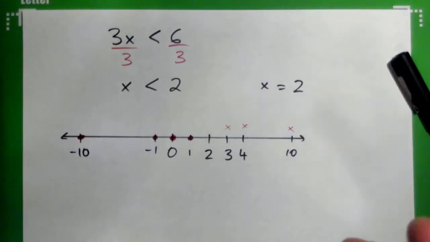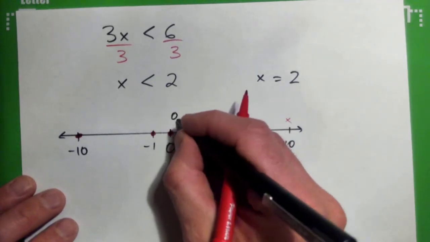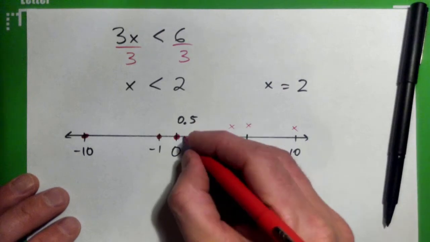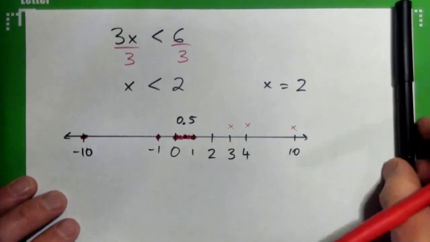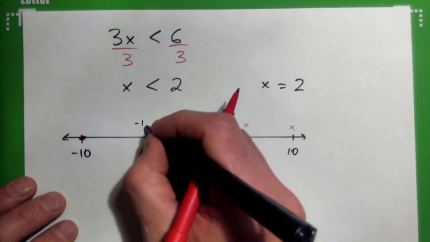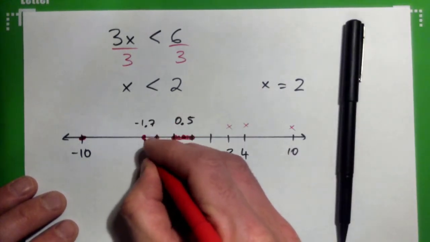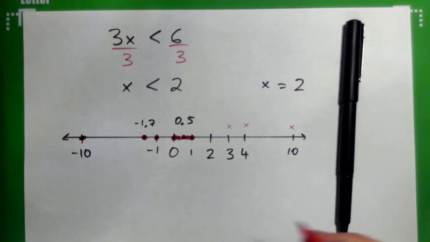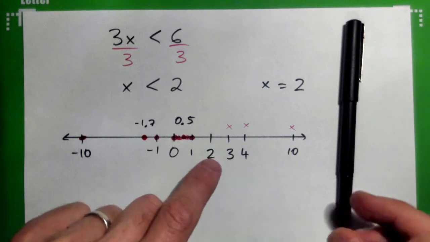Now, less than 2, it also includes decimals. Like, what about 0.5? That's less than 2, right? And all the other decimals in here, right? How about, I don't know, negative 1.7? Like that's less than 2 as well, right? So there's a whole bunch of decimals going on here. Now, less than 2 doesn't mean 2.